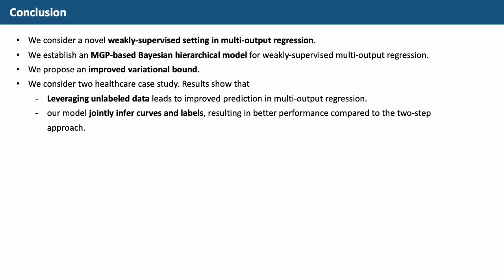In summary, we propose a framework for weakly supervised multi-output regression. This is based on MGP and hierarchical modeling, inferred through a modified variational inference method we proposed. We apply our model to two healthcare case studies and find that our model can leverage unlabeled data as well as transfer knowledge across groups, which results in better prediction power.